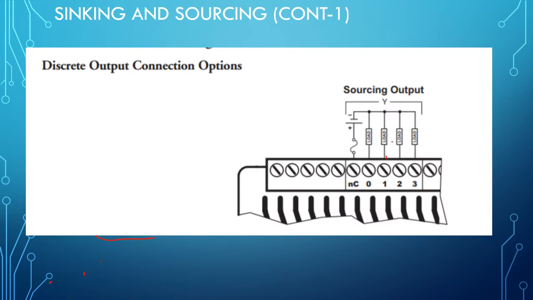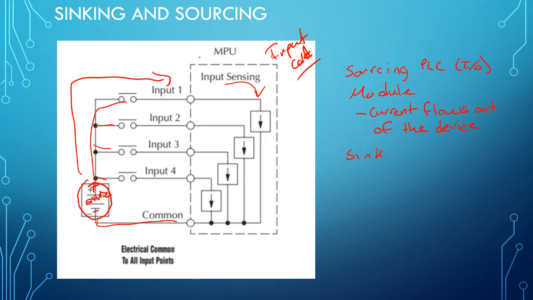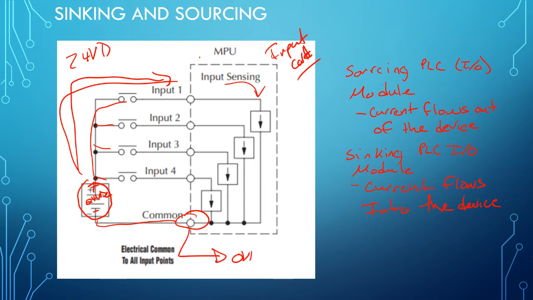Sinking PLC IO module, current flows into the device. Okay? So in this case, it flows into because the 24 volts is at this side, and the common, you're providing it with 0 volts DC.